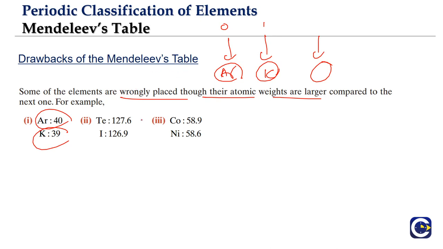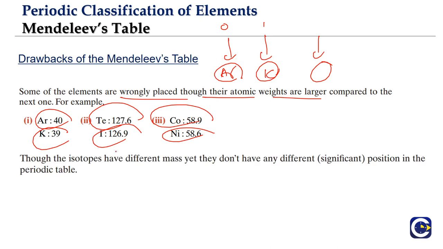Not only in this case, but also tellurium and iodine. Tellurium, at 127.6, is kept ahead of iodine. Cobalt, 58.9, is kept ahead of nickel. So he had to compromise on his own law in order to make sure that the elements are given the places where their properties would align. So this is one of the major drawbacks of the Mendeleev table.